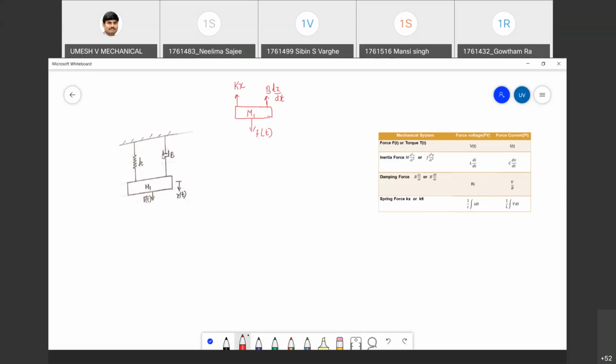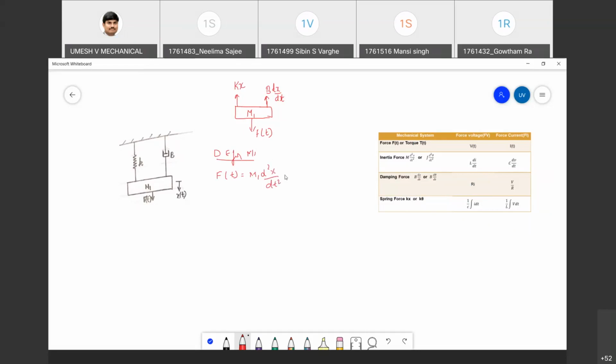Now, the free body diagram. Now let us write the differential equation for mass m1. So what are the things there? See, f of t is acting in the opposite direction. That means f of t is equal to the remaining other-direction forces. One is the mass force. What is the mass force? You can look at this table, the differential equation for the mass. So here m1 into d square x by dt square.